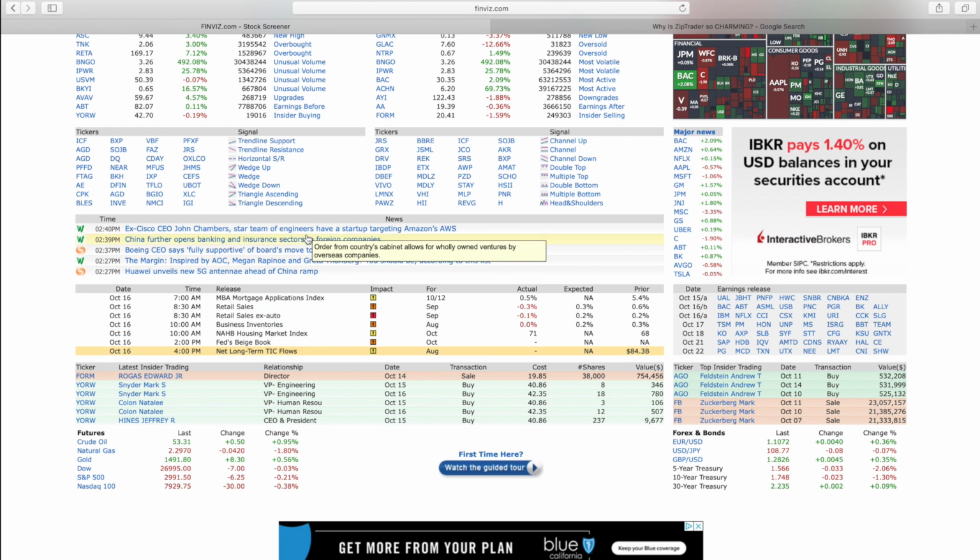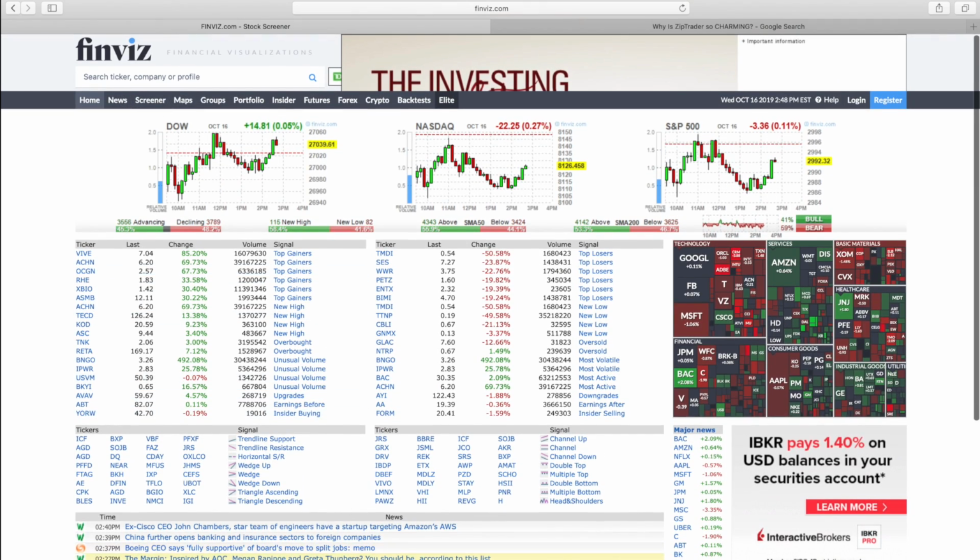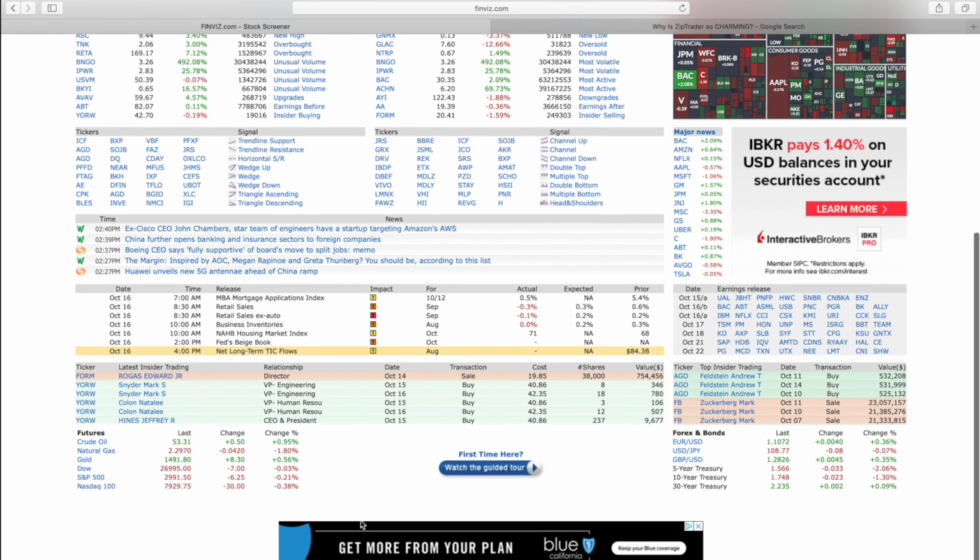I don't really look at the news because it's a little bit too wide scale where I don't think it's going to impact different stocks that I'm trading, but you can look at the news if you want. There's a whole news tab up here that you can look at. I like to look at news for specific stocks that I'm trading, not so much the overall market, but that's up to you.